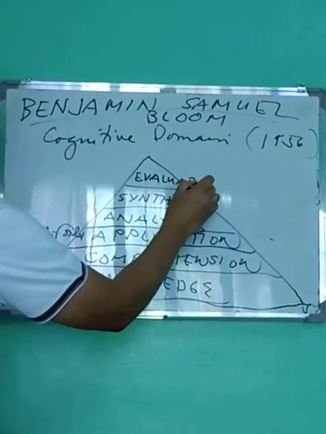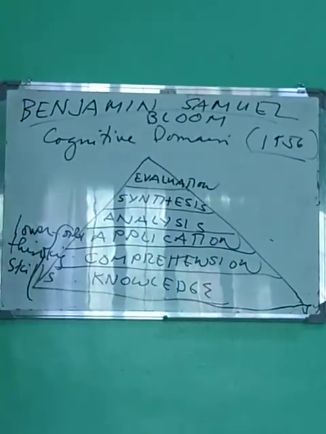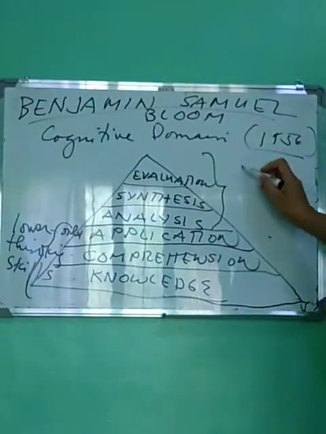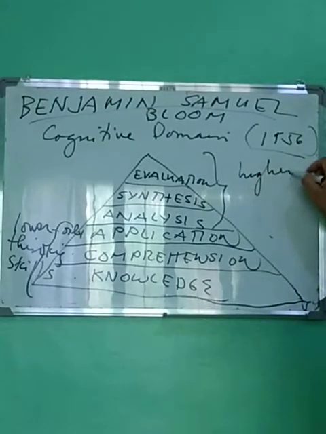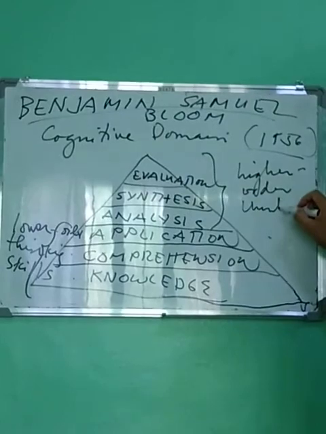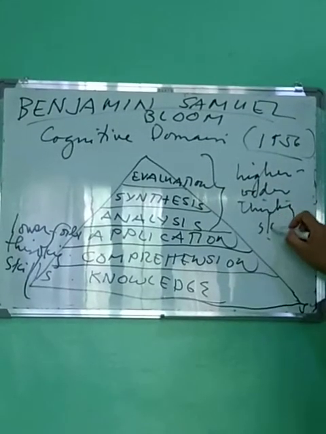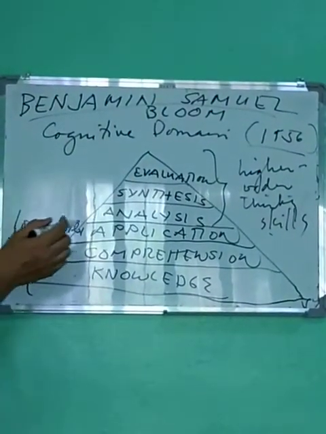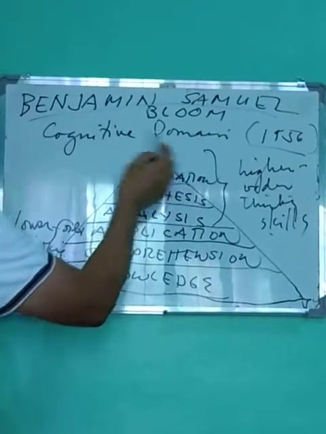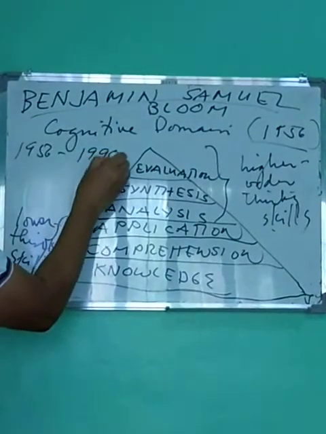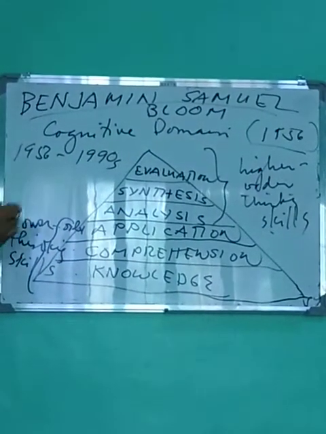But this one is in 1956 until the 1990s. These three at the top, he calls that the higher order thinking skills. Okay, so we have the lower order thinking skills. Now we have the higher order thinking skills. But this one was in 1956 up to the 1990s, because this one was revised in the 1990s.